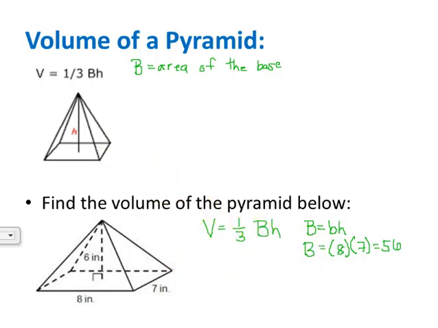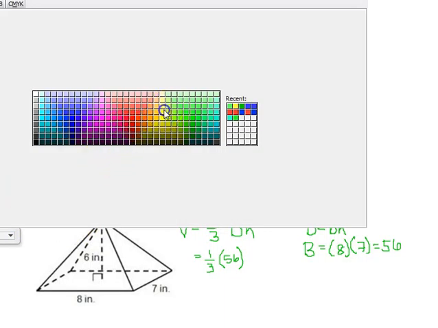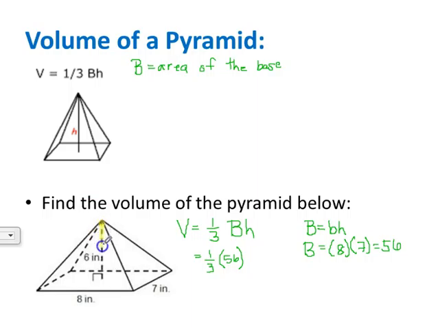So we can plug that into our formula now. We've got 1/3. We know capital B, the area of our base, is 56. What is the height of our prism? Or I'm sorry, of our pyramid? Remember, the height is if you were to dangle a string from the vertex, dangle it down and it touches the base. That's our height. So the height's going to be 6 inches.